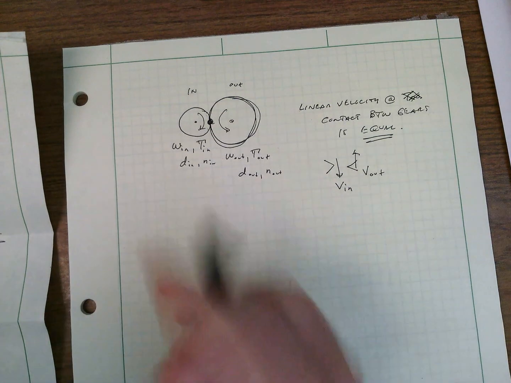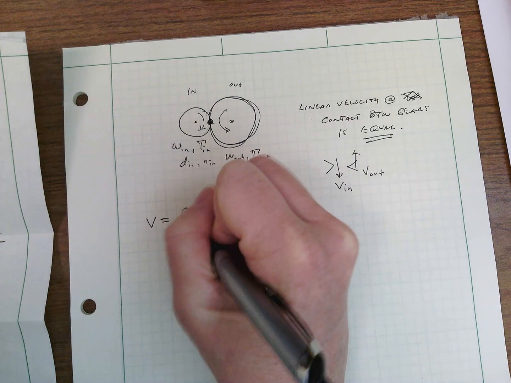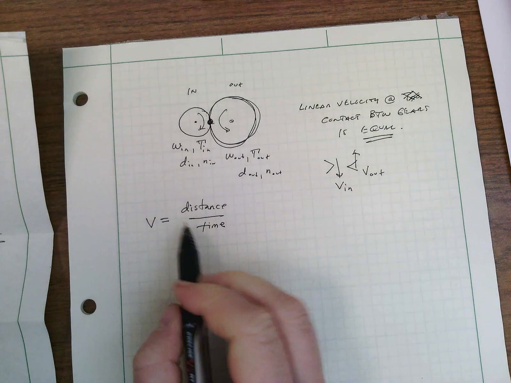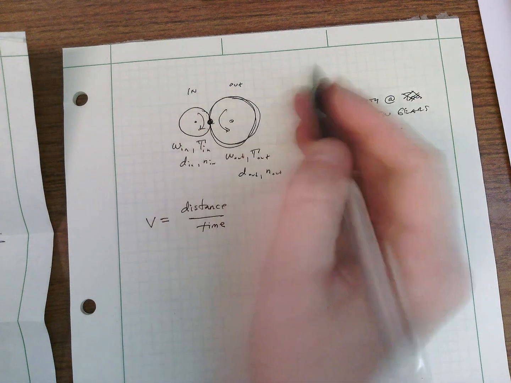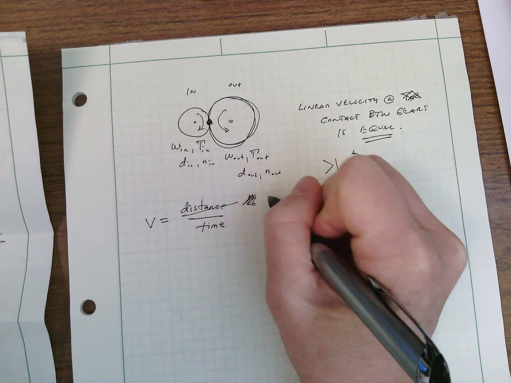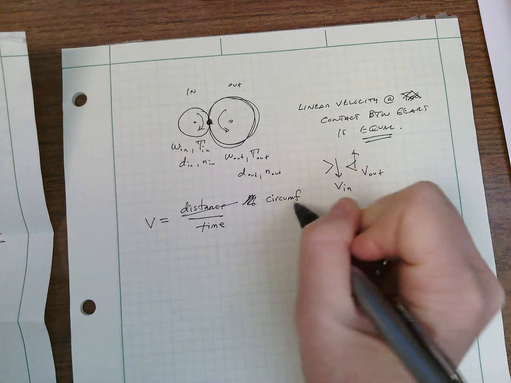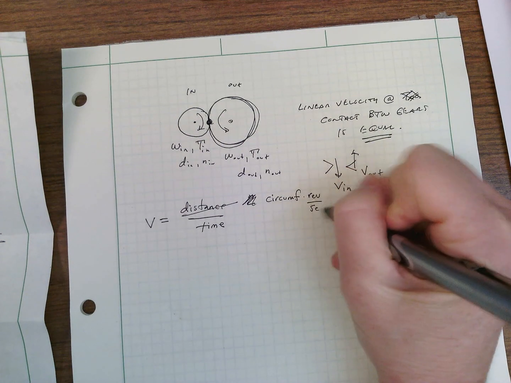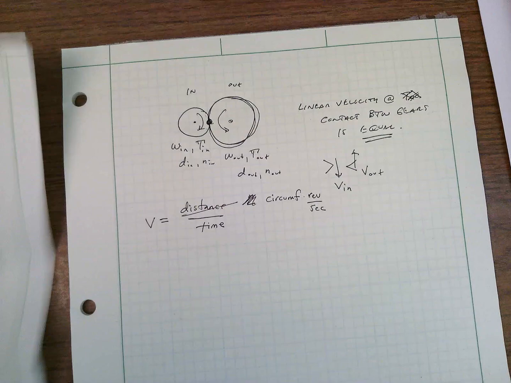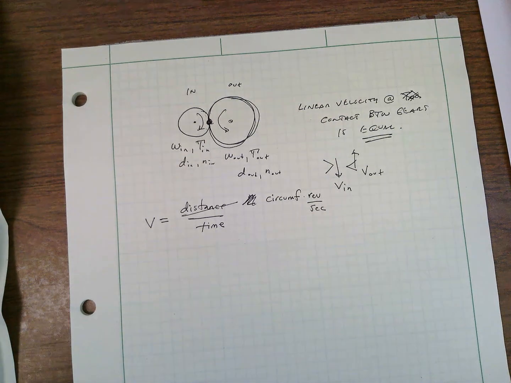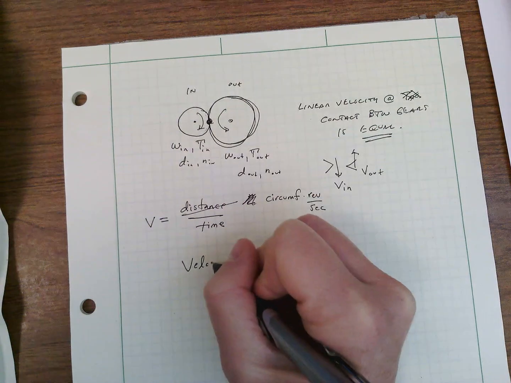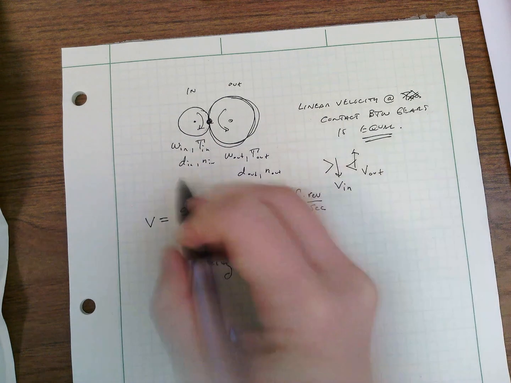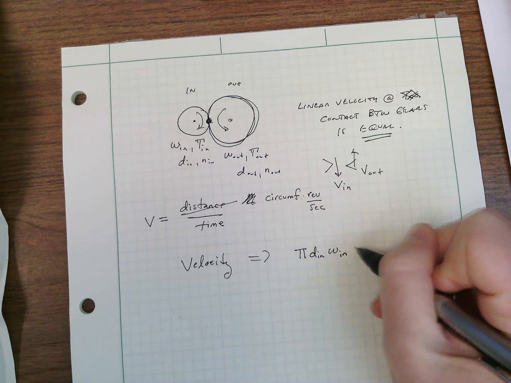So speed is equal to distance traveled divided by time, right? So the distance traveled is pi, it's one circumference, right? And to change it to a velocity, you'd also multiply by the revolutions per second, right? So what you wind up getting here is that the velocity at any given point, the speed on the surface of this, is pi d, we'll say we're on the input here, pi d in omega in is equal to pi d out omega out.